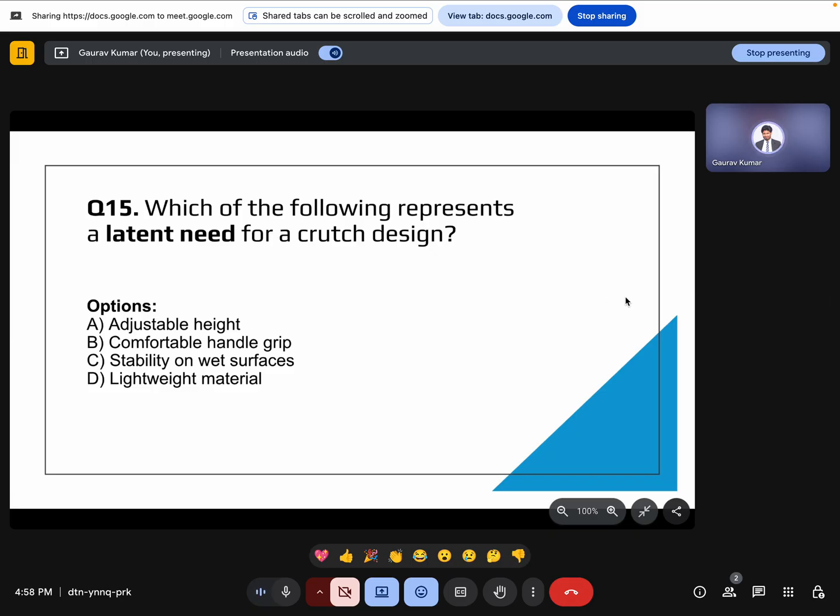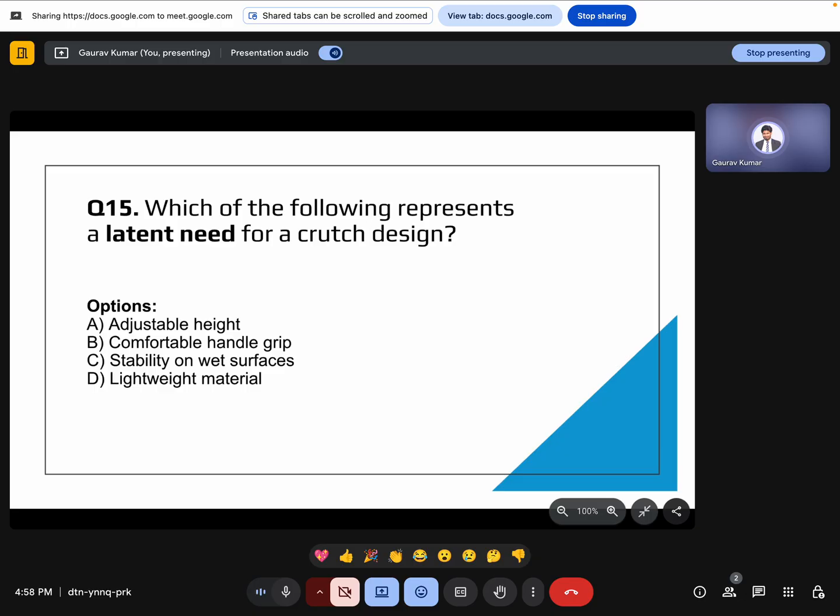Next is question 15. Which of the following represents a latent need for a crutch design? Adjustable height, comfortable handle grip, stability on wet surface, or lightweight material?